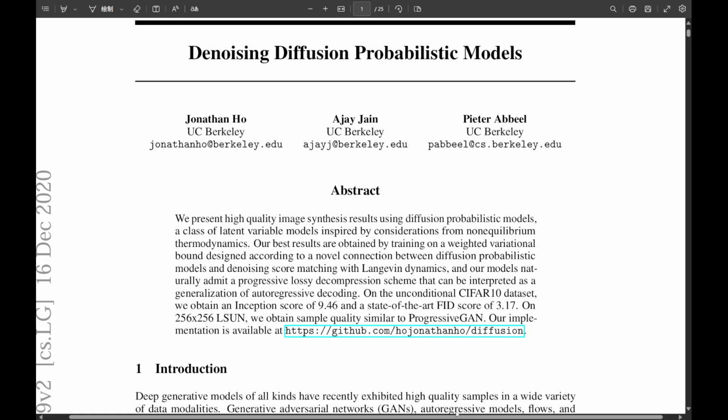You train diffusion models. They're thought too weak for high-quality images. You connect them to denoising score matching. Suddenly, the loss aligns with Langevin dynamics. You simplify the variational bound. It focuses on harder denoising tasks.